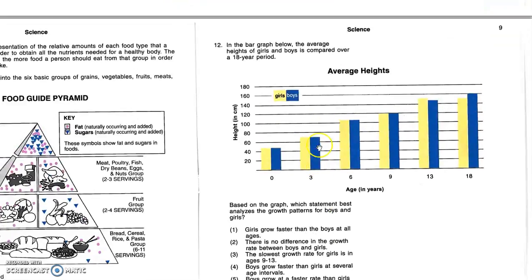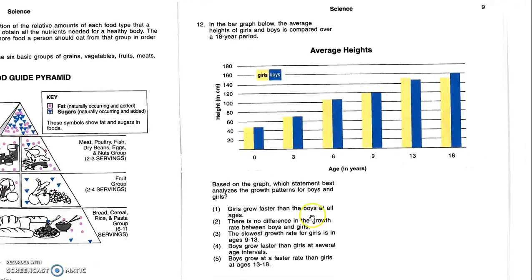So the next question, number 12. Here we have a bar graph. In the bar graph below, the average height of girls and boys is compared over an 80-year period. So here we have the average again. So this means we have a group of boys and girls in every age here. Let's say 100 of each.